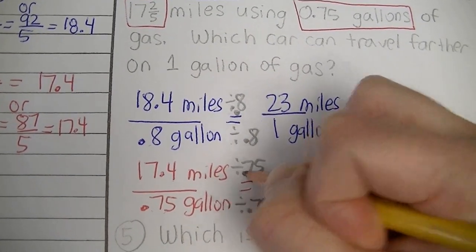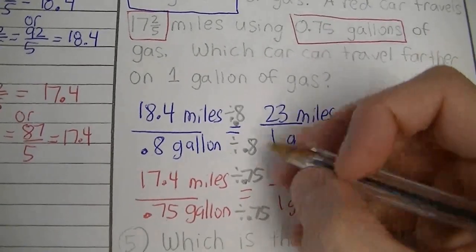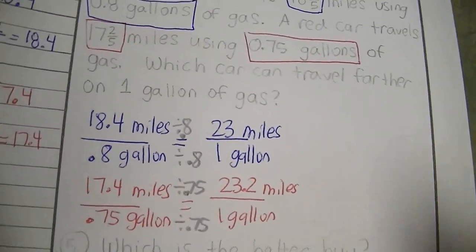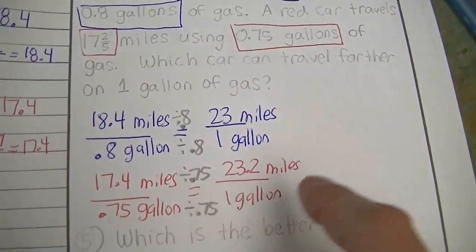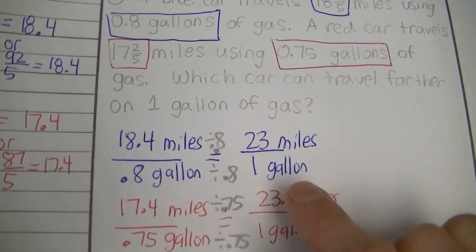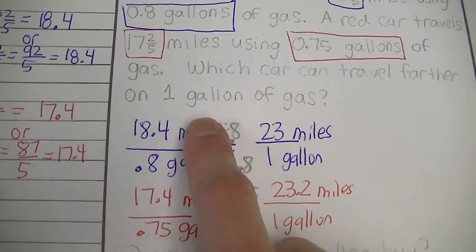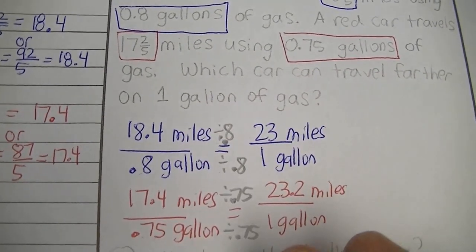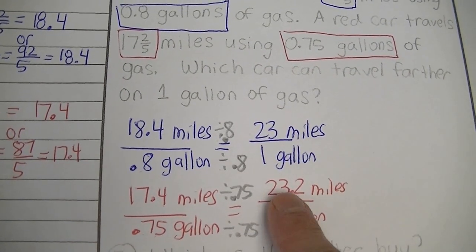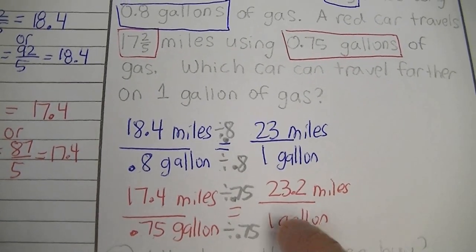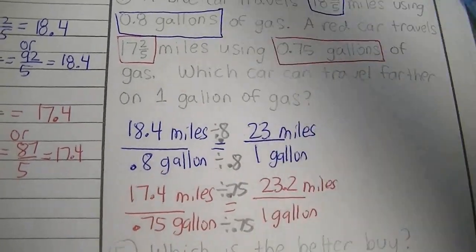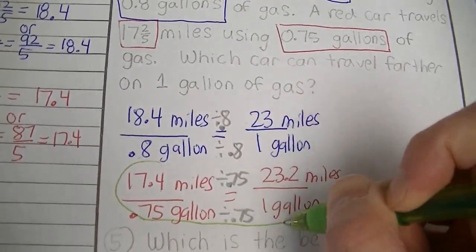4/10 divided by 75 hundredths, that will give you 23 2/10 miles. Okay, so before you go, oh gosh, this one's the better deal because it's cheaper. You got to really read the problem, the question. It says, which car can travel farther on 1 gallon of gas? So the blue car can go 23 miles on 1 gallon, but the red car can go 23 2/10 of a mile on 1 gallon of gas. So therefore, the car that can travel farther on 1 gallon of gas is that red car right there.